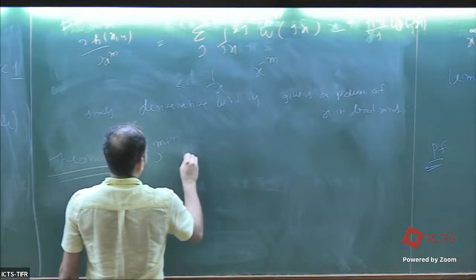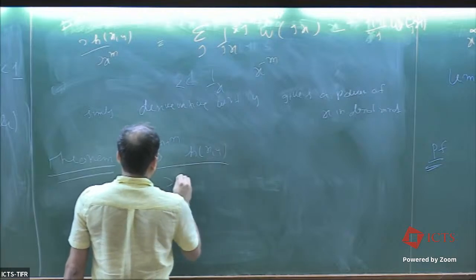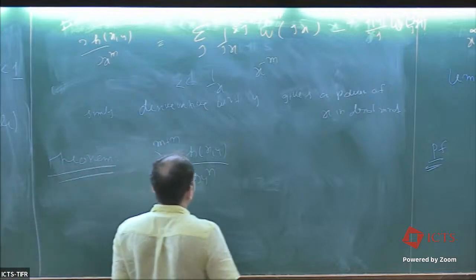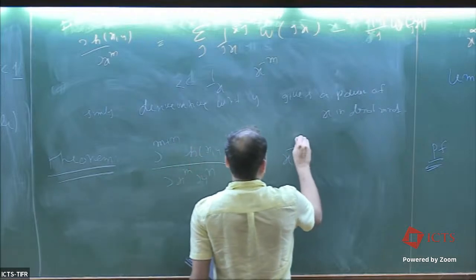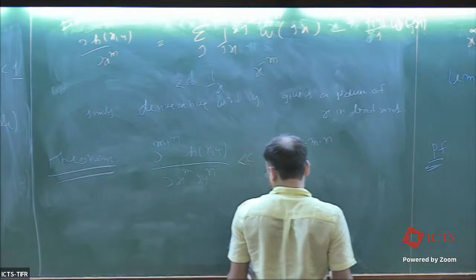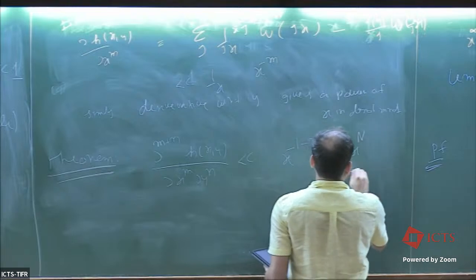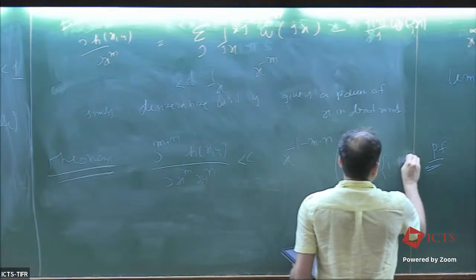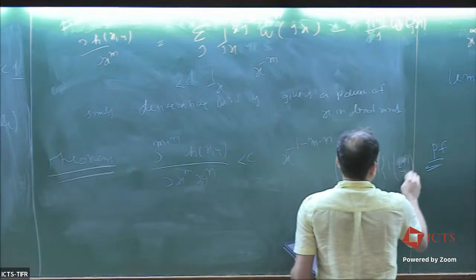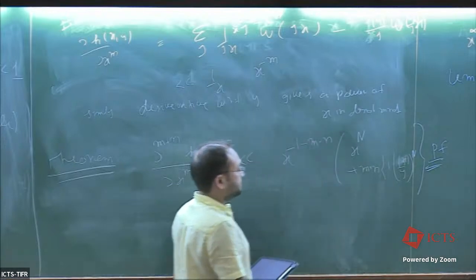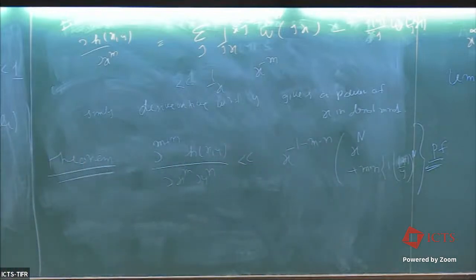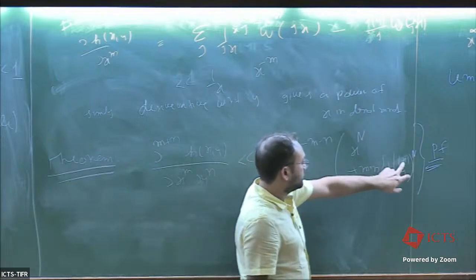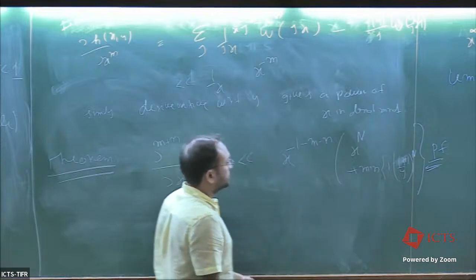The derivative ∂^(m+n) h of (x, y), with ∂x to the power m and ∂y to the power n, is less than x to the power minus of 1 minus m minus n, times x to the power n plus the minimum of 1 and |x/y|, whole power n. This shows that if your x is very small in comparison to y, then the minimum will be this one, and so this will be very small.